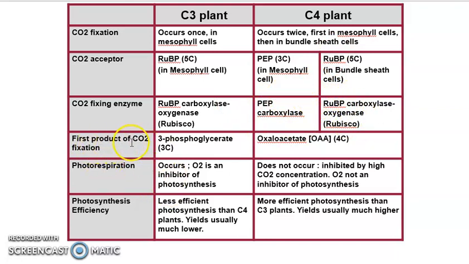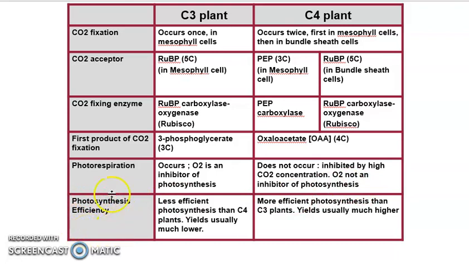Okay, and then if you look at the first product of carbon dioxide fixation for C3 plant is 3-phosphoglycerate. Yang ini semuanya adalah yang diceritakan di dalam Calvin cycle lah. Okay. And then for C4 plant, the first product of carbon dioxide fixation is oxaloacetate. And then for the photorespiration for C3 plant occurs, okay, oxygen is an inhibitor of the photosynthesis because of what? Oxygen and also carbon dioxide will compete, okay, to bind at the Rubisco, okay. But for C4 plant, photorespiration does not occur, which is it is inhibited by high carbon dioxide concentration.